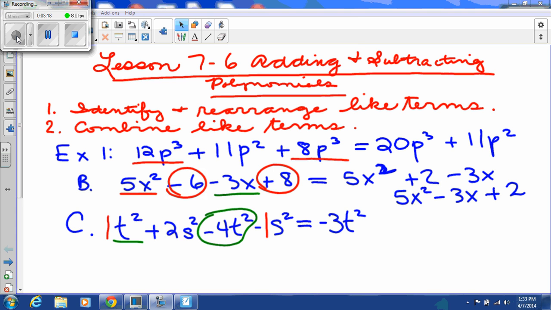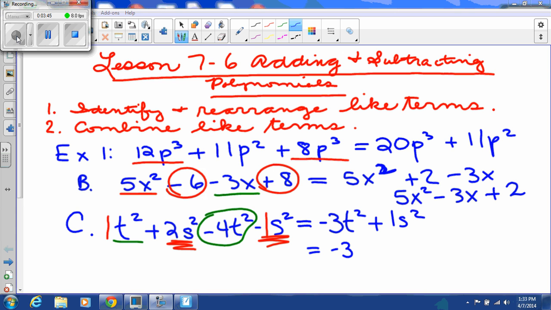The second term is 2s squared. My variable is s raised to the second power. Negative 1s squared is a like term because, again, we have s raised to the second power. 2s squared minus 1s squared is 1s squared. So my final answer is negative 3t squared plus 1s squared, which I can simplify: negative 3t squared plus s squared.